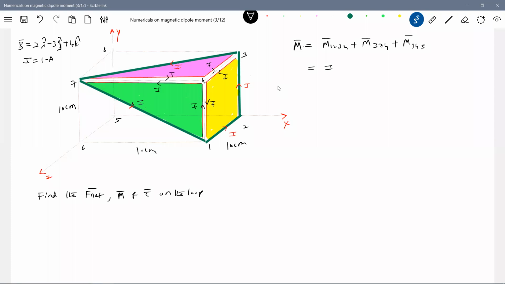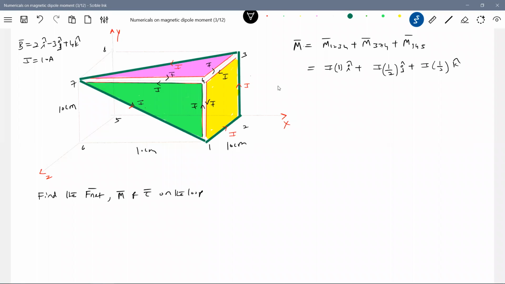This should be equal to current I into 10 centimeter by 100 centimeter, and 100 centimeter will be 1 meter. So this will become only 1 into I, and the direction of this should be I cap. M374 should be J cap, I into this will be 1 by 2, J cap. M145 will be I into 1 by 2 square meter K cap.